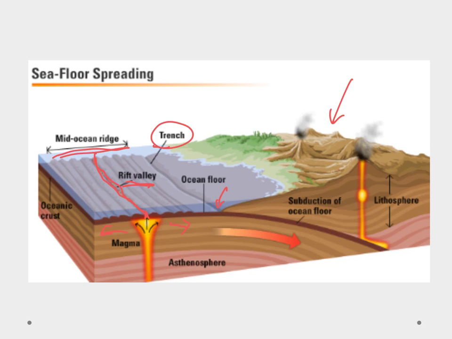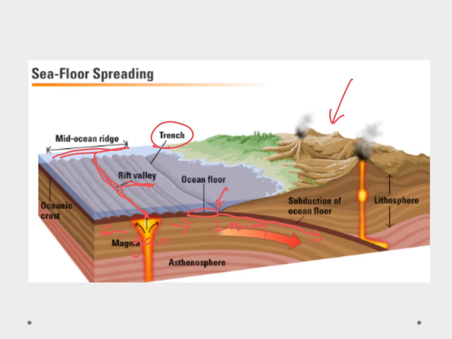And we noticed that that was happening at the trenches, where this oceanic crust here is being subducted underneath the continental crust. As it gets forced down, it would melt, and we'll see what happens in different places. But now we're losing crust over here. So over here is where we're losing crust, and over here is where we're gaining.